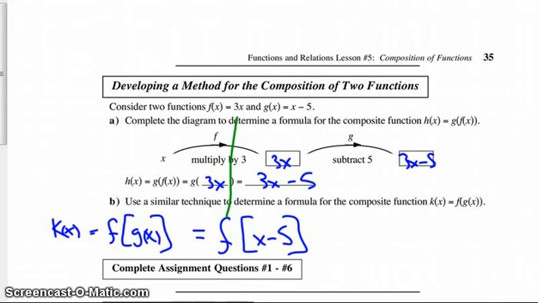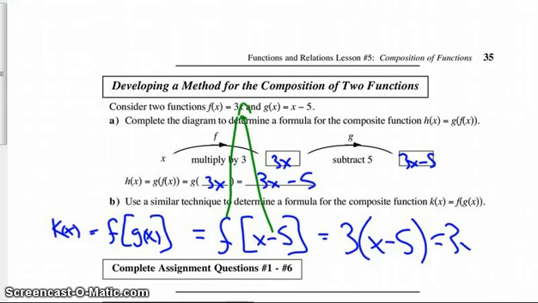g at x is x minus 5. What are you supposed to do to x minus 5? f says that I take whatever is given to me and I multiply by 3. So that would be 3 times x minus 5, because that's what f does. It takes x minus 5 and puts it in where you see x. So we end up with 3 times x minus 5, and that gives us 3x minus 15.